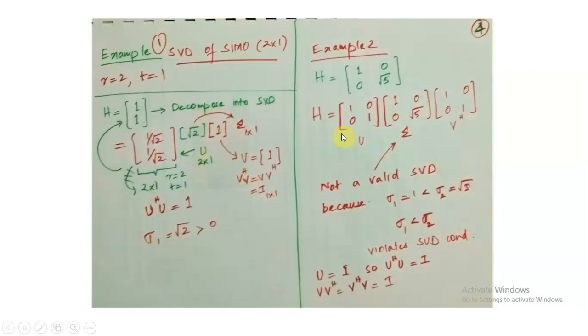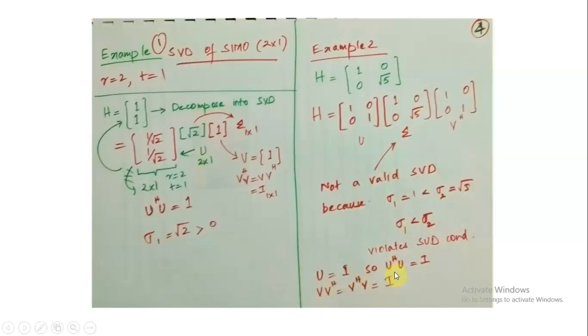Let's take another example, number 2, in which we have H matrix like this, 2 zero elements and diagonal elements 1 and square root of 5. So let's decompose this. If we decompose this in this way, we have U matrix and we have the middle matrix. We just multiplied the left side and the right side with identity matrix. So this is not a valid SVD. The reason is that this one is smaller than root 5. So as we discussed before, the first singular value should be greater than the second singular value.